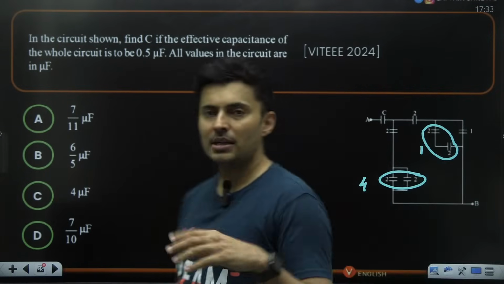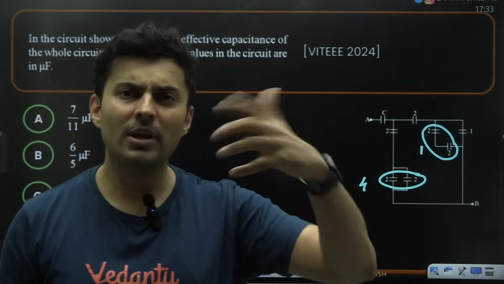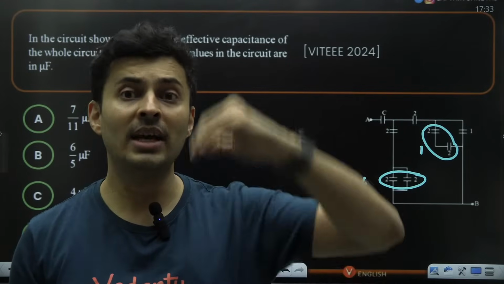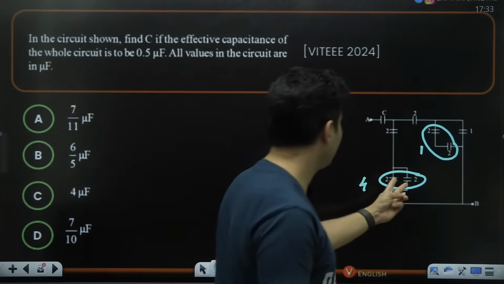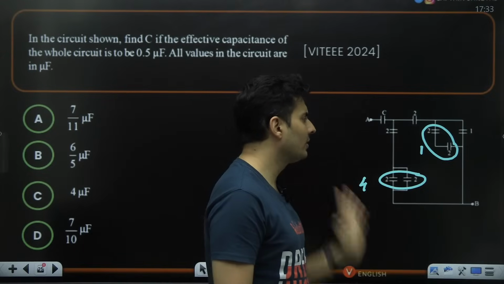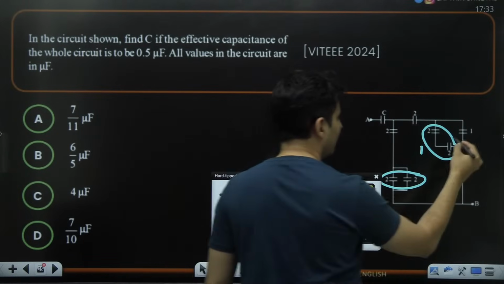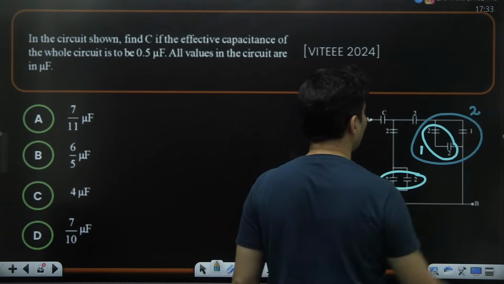Remember, whenever equal capacitors are in series, however many capacitors you have, you divide the capacitance n times. If they are in parallel, you multiply the capacitance n times. So 2 capacitors in parallel, 2 into 2, 4. 2 capacitors in series, 2 by 2, which is 1. This one and this one, they are in parallel. So 1 plus 1 is going to be 2.